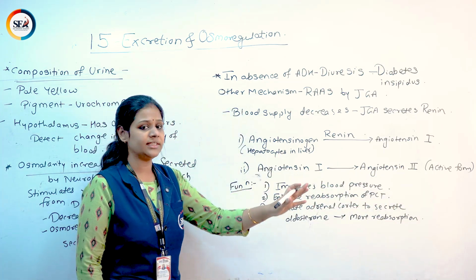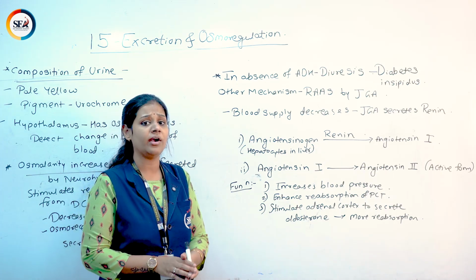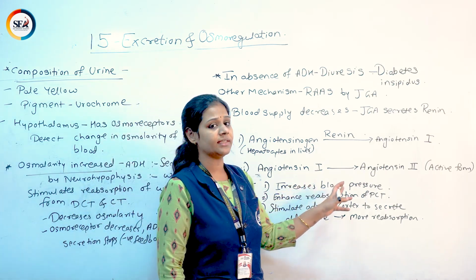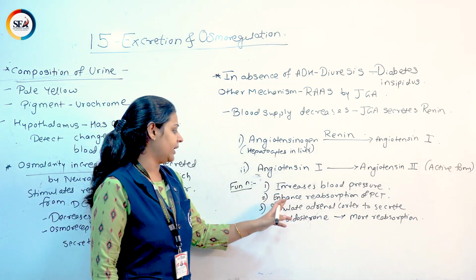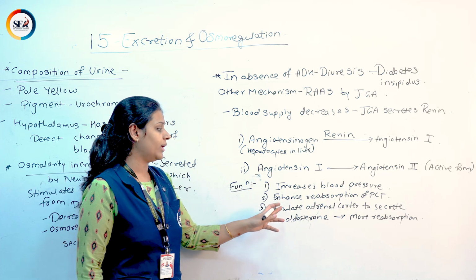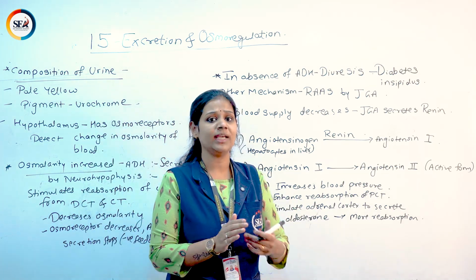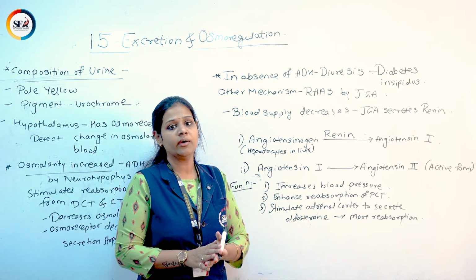Here angiotensin 2, which is the active form, has three main functions. First of all, it contracts the blood vessels, that is why it increases the blood pressure. Second, it enhances reabsorption from the PCT. Third, it stimulates the adrenal cortex to secrete aldosterone, which is also responsible for the increased reabsorption of water.